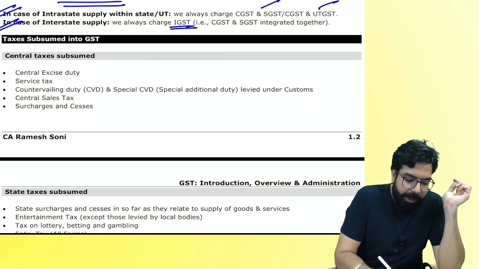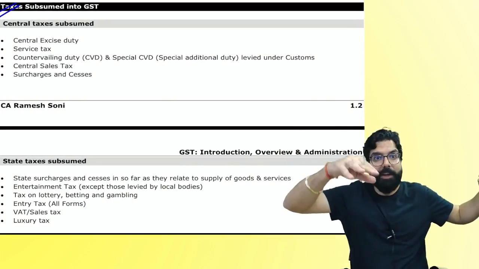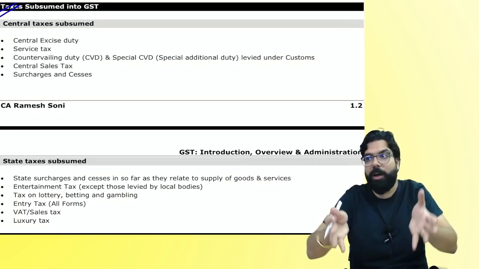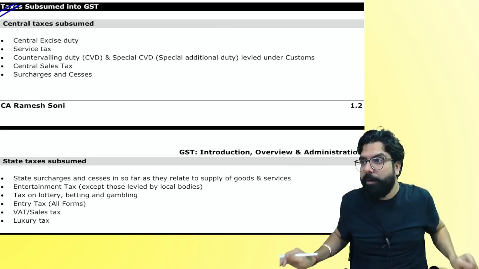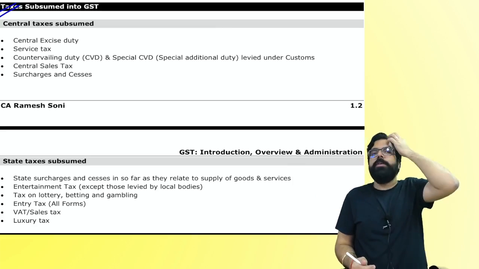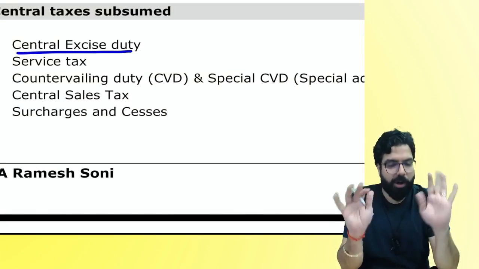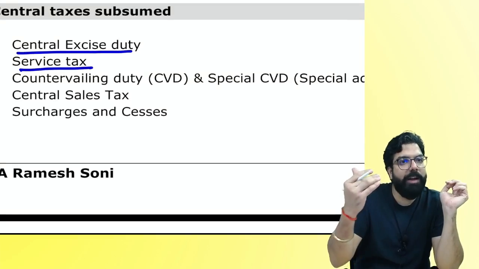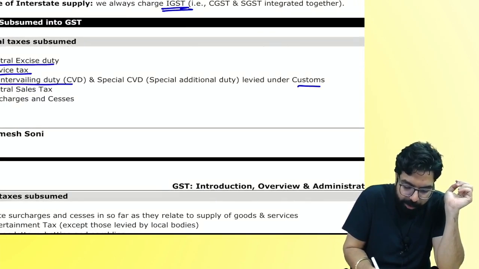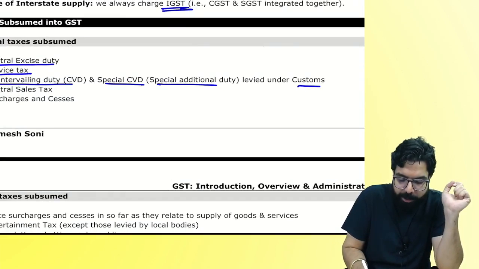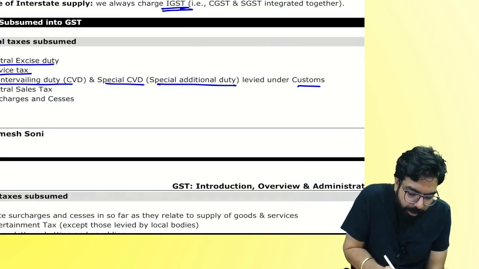The next one. Now, there are some taxes which are gone because of the coming of GST. The central government did away with some taxes, the state government did away with some taxes, and what came out was GST. Correct? So what are the central government taxes which are gone? Number one, on manufacturing the central government used to charge central excise duty, gone. On services there was service tax, gone. Under customs we'll be learning about countervailing duty and special countervailing duty; those are also gone.